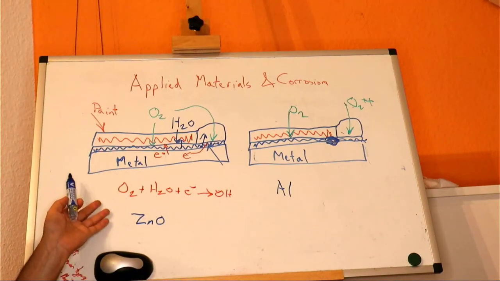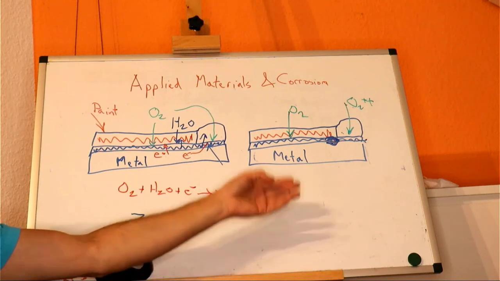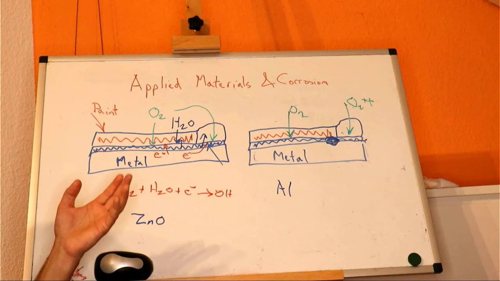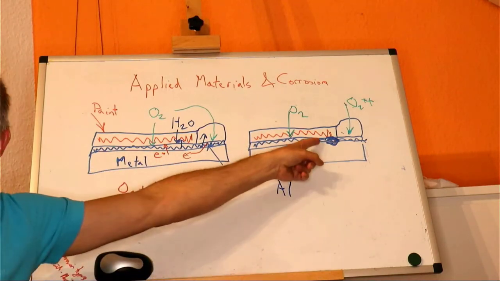Zinc is particularly susceptible to this, and obviously one critical component for that would be car paint. Aluminium is much more susceptible to this. It's very slow, however, and it's a problem because it's deeper.